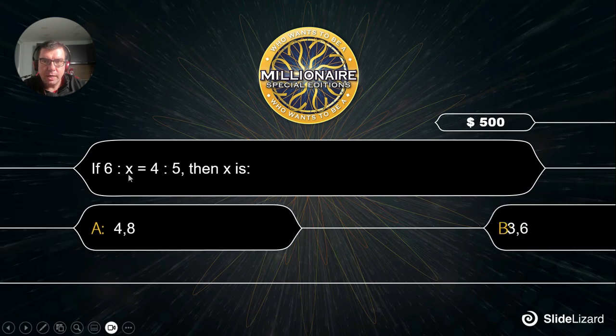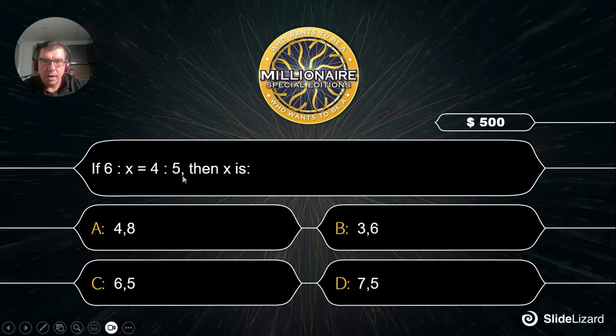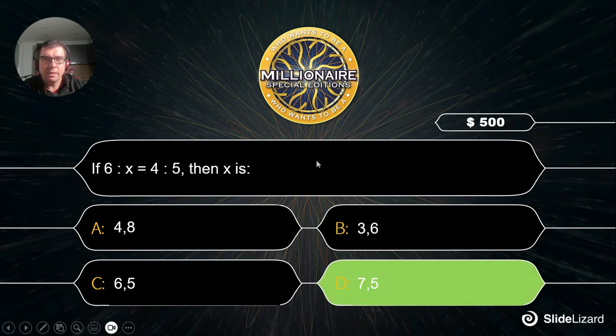If 6 relates to x as 4 to 5, what is the value of x? Did you find D, 7.5? That is correct. As you know, 6 times 5 is 30, divided by 4, 7.5, and that is the value of x. Let's go to the next one.